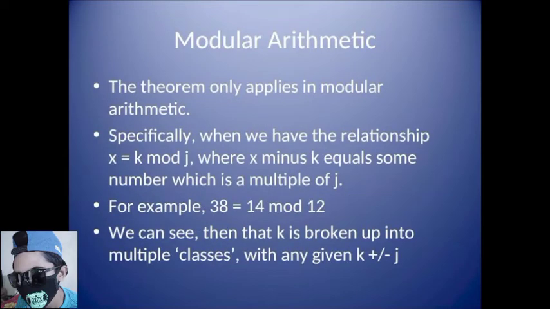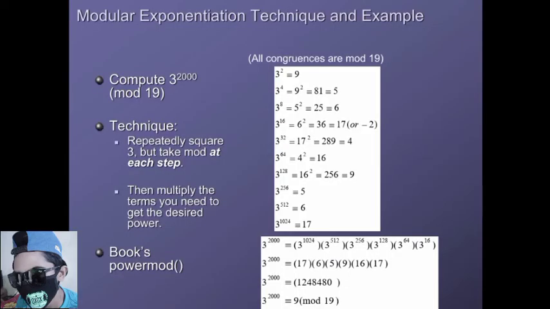And the Chinese remainder theorem applies in modular arithmetic, specifically when we have the relationship x equals k mod g, where x minus k is a multiple of g. For example, 38 is equal to 14 mod 12. So we can see that k is broken up into multiple classes, with any given k plus or minus multiples of g. And these are some examples and techniques of modular arithmetic.